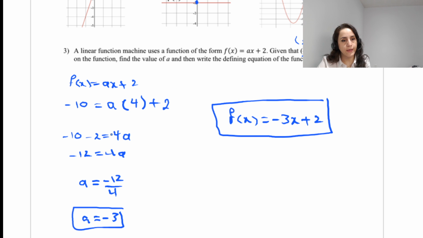For f of x, I plugged in negative 10 because it was the output of my function. I'm just writing the point here again. Negative 10 was the output, 4 was x, the input. If I put x equals 4 into this function, the output is going to be negative 10. Then negative 10 equals 4a plus 2. I took 2 to the other side and solved. I find a and I rewrite the defining equation of the function.